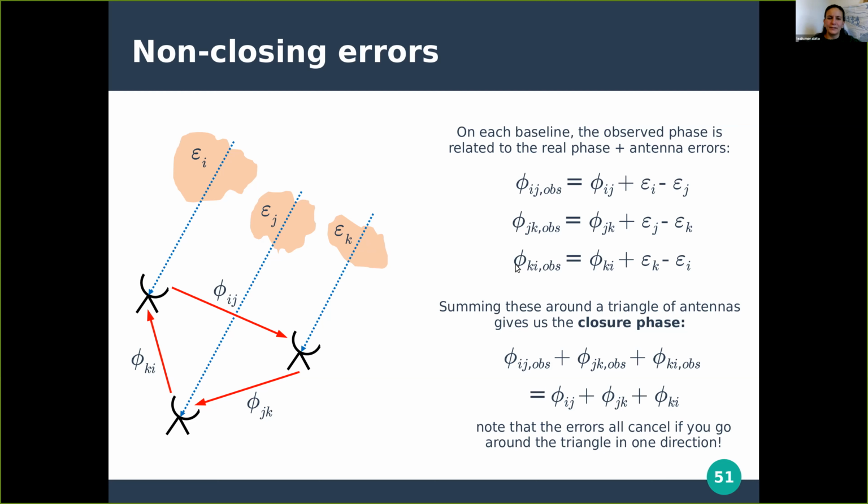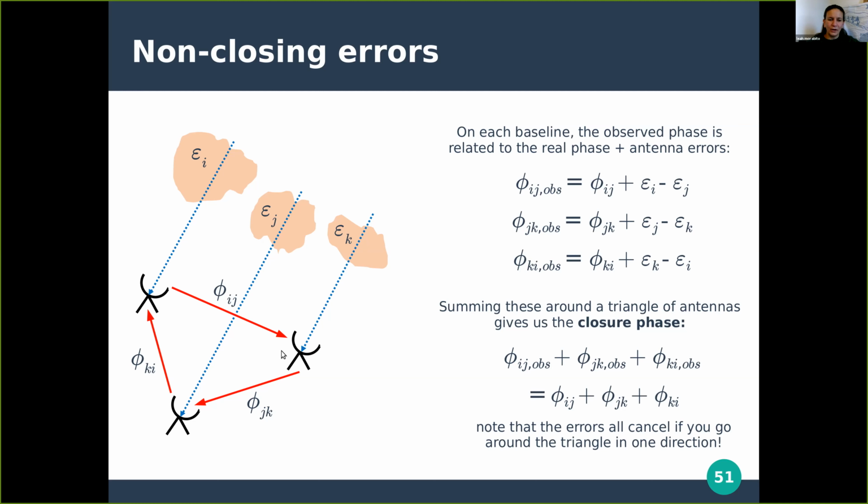Okay, so let's talk about what we call closure phases. So we have a triangle of antennas, right? And you have baselines between these antennas, and each antenna sees through a different part of the atmosphere, which means that each antenna has a different antenna error associated with it. So the phase that you observe on a particular baseline is the real phase on that baseline plus the combination of errors for each of the antennas.